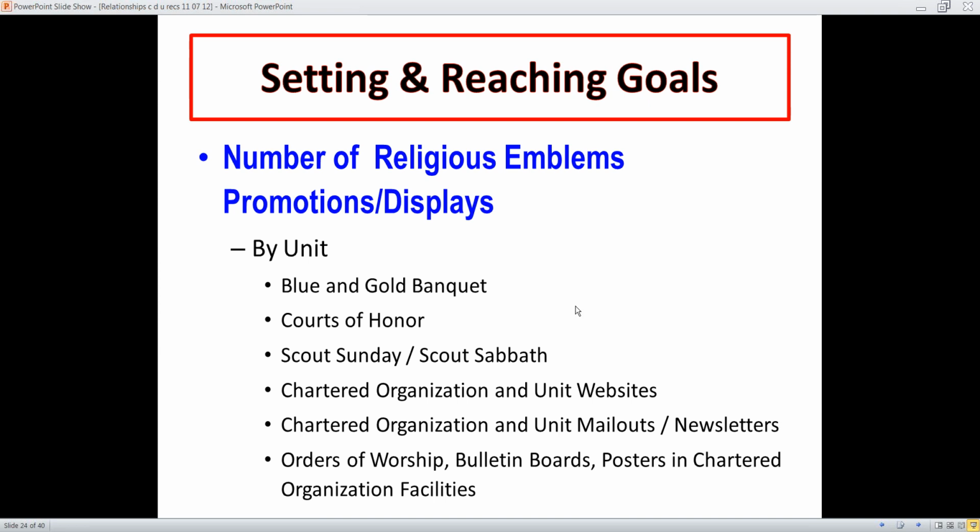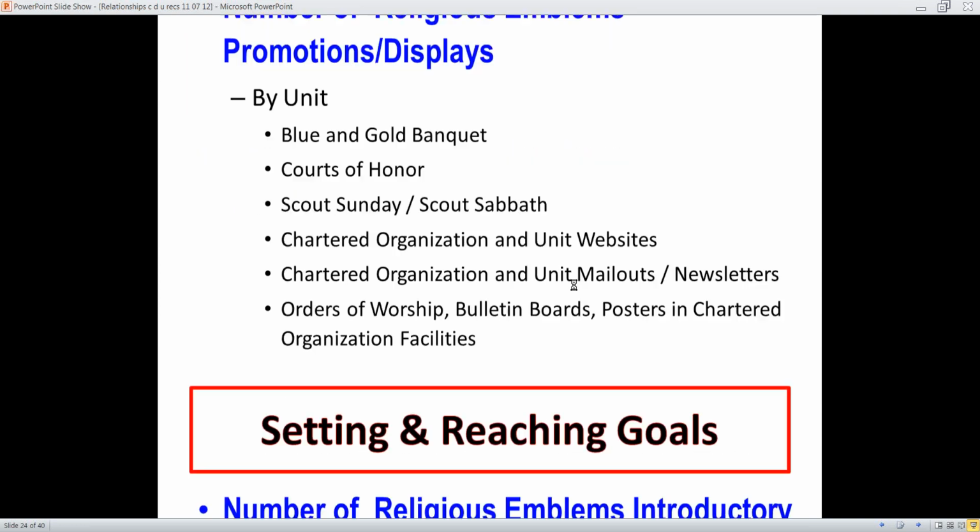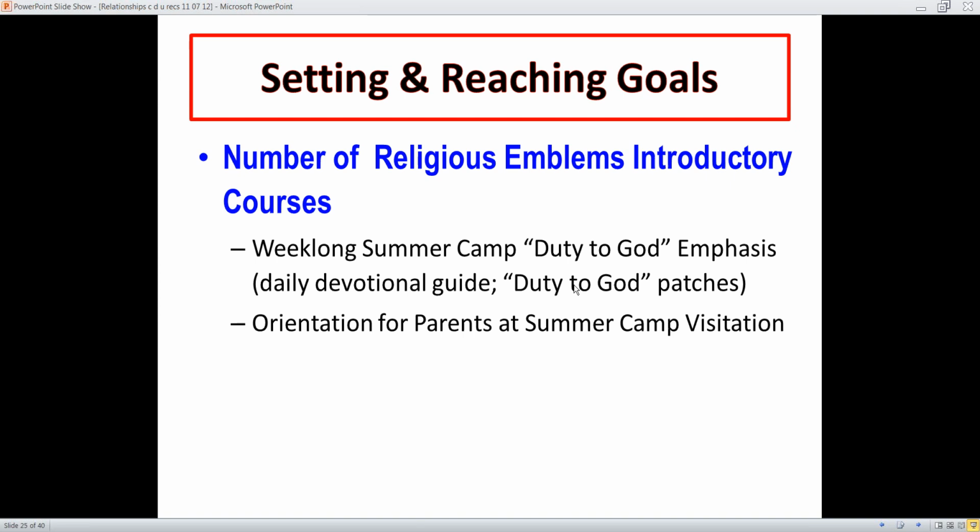So why do I list those? Simply so that when you set a number of emblems, promotions, or displays, you'll go ahead and make the list to see how you can match and meet that goal. Certainly the number of religious emblems introductory courses. These are very warmly received by parents and religious leaders and by scouts as well.